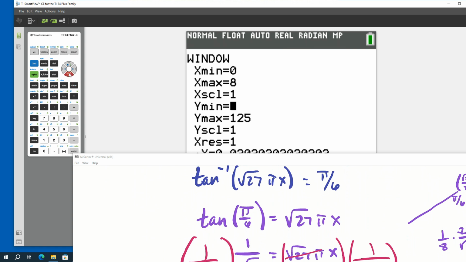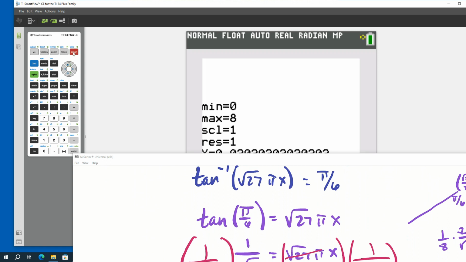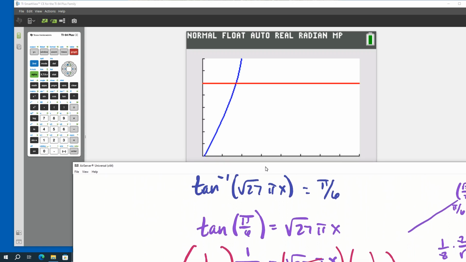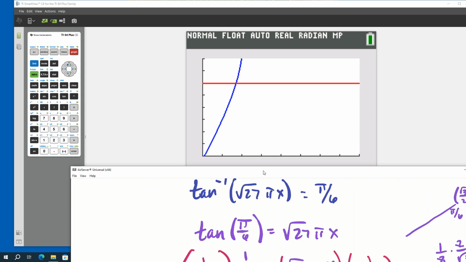And then our y, we can have the y min be 0 if we want, but we need to have the y max not be whatever I was doing in this last problem, but we want it to be more than 6. So let's just make it 8. All right. And then what we want to find is where these two functions intersect.